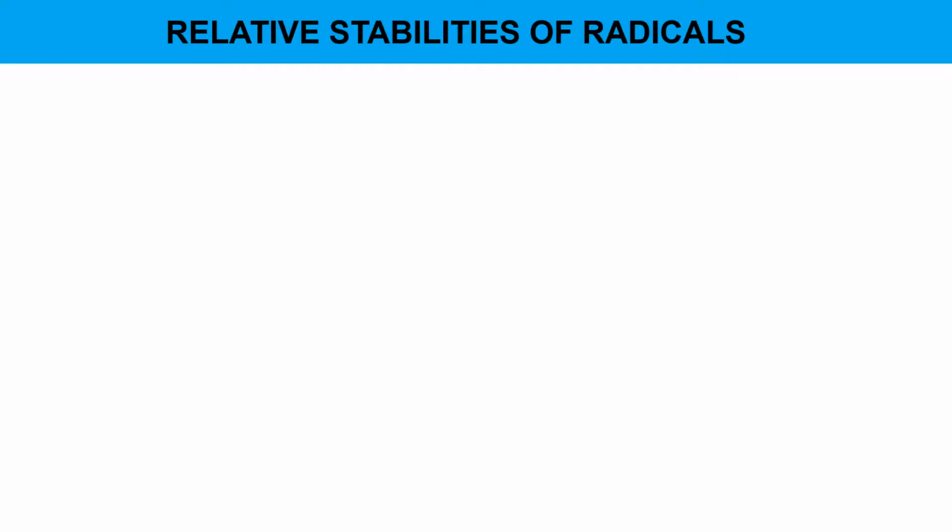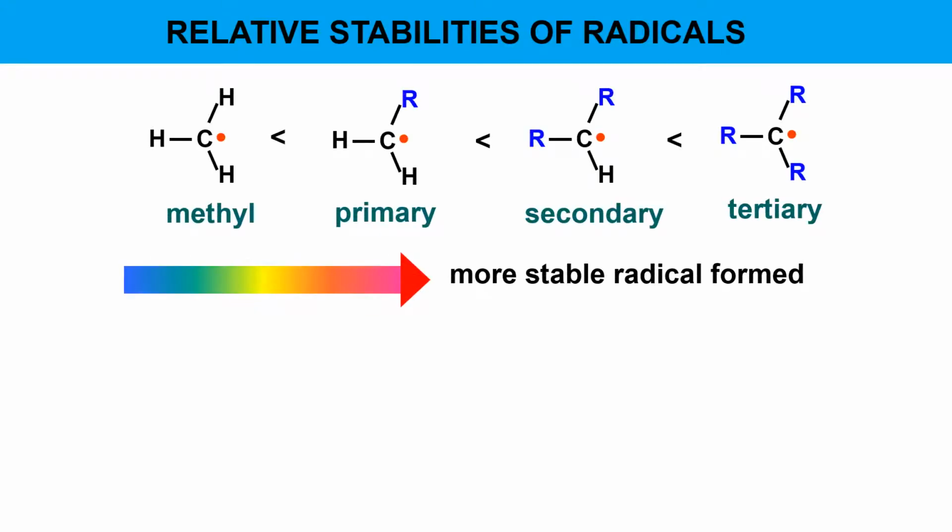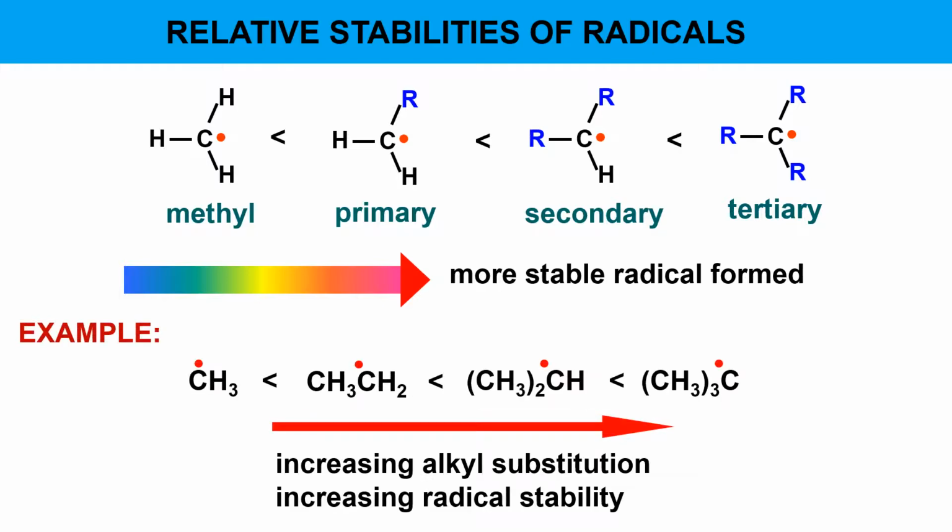Relative stabilities of free radicals. Among all the classes of free radicals, tertiary free radical is the most stable free radical, followed by secondary and primary free radical. Methyl free radical is the least stable one. Example: increasing alkyl substitution, increasing radical stability.